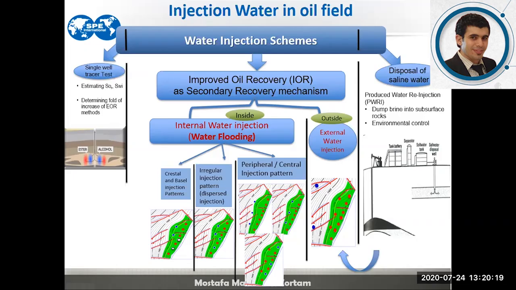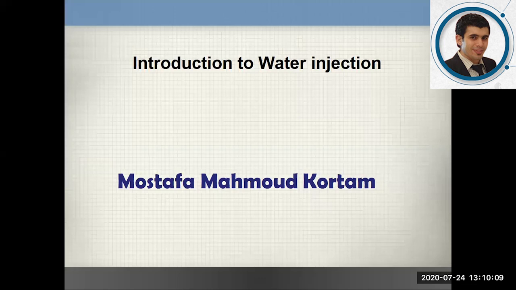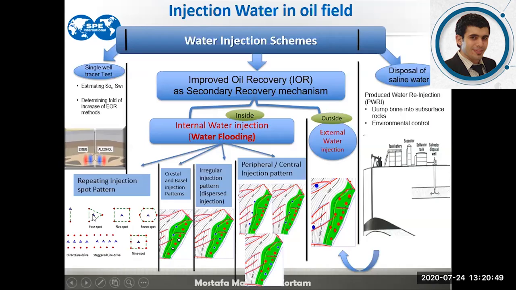The fourth method or fourth arrangement of the injections is what we call the repeating injection spot pattern, where we have a systematic arrangement and alignment of the injector to the producer. So either it's a direct injector to producer pair, which we call a radial form, or four spot. At that time we have four wells. The injector well has to be in the middle in all of the classes, and the producer wells are surrounding it. The five spot has one injector and four producers. Here, seven spot is an injector and six producers revolving around the injection. Same for direct line, staggered line, and nine spot pattern.